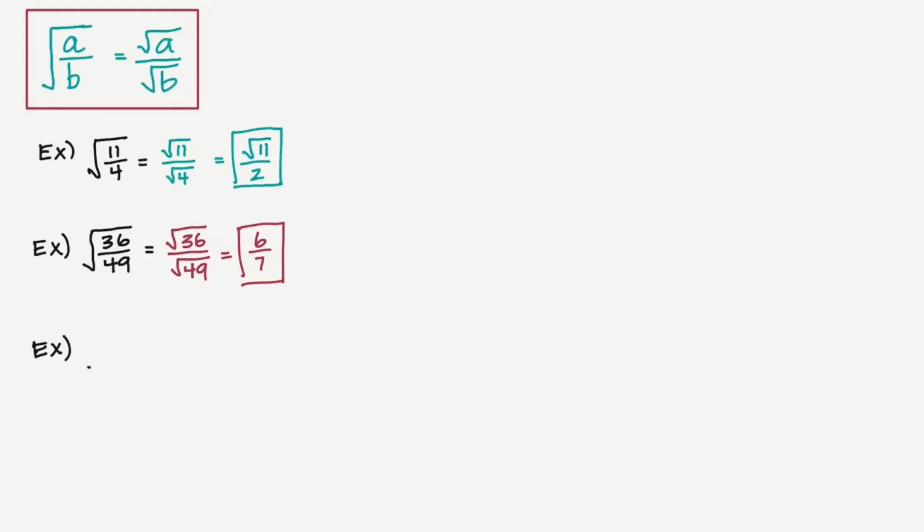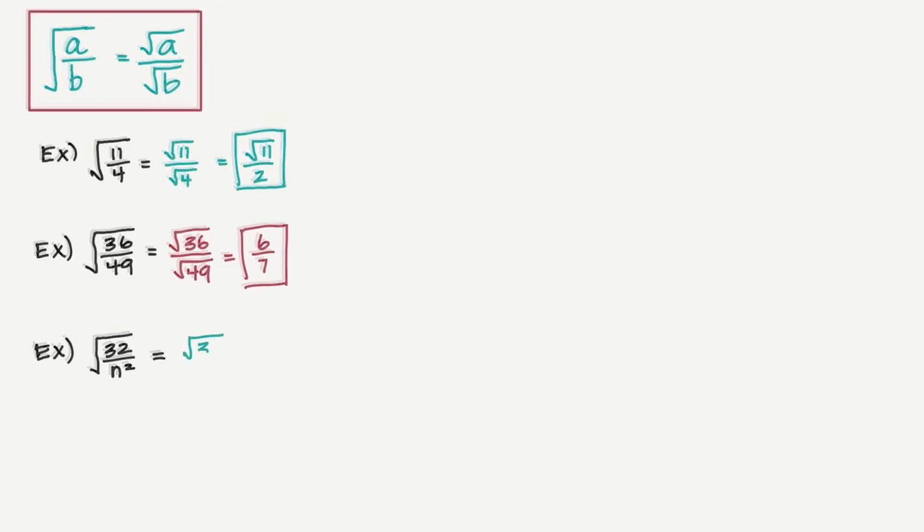Here's another one. This time I have radical 32 over n squared. So we're going to involve some variables. I'm going to go ahead and separate it. And again, radical 32 is 16 times 2 over n squared. So I know the square root of 16 is 4, and I'm still left with radical 2. Square root of n squared is just n, so there's my final answer.